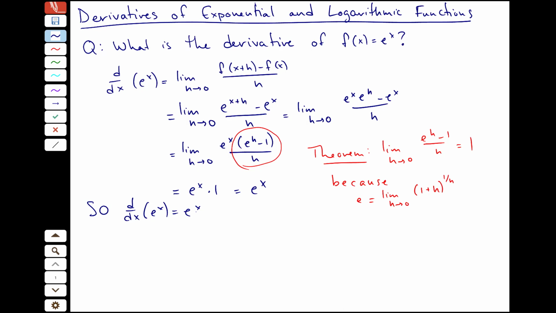And again, this is directly because of the definition of e, and this is why e is defined as it is. E is the special number that makes this true. So e is defined precisely so that this happens.